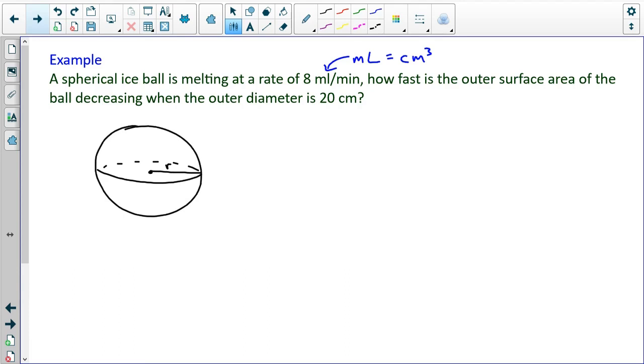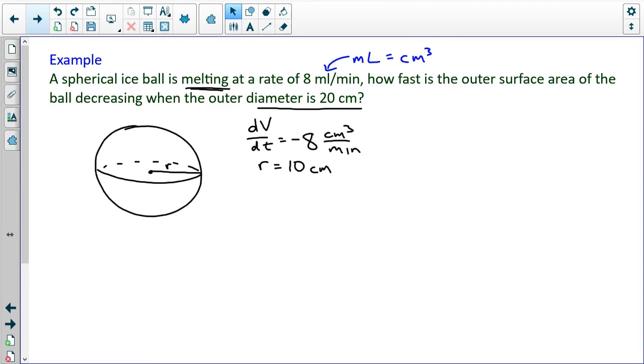Some information I have. The volume is changing at 8 milliliters or centimeters cubed per minute. Notice that it is decreasing or melting, so that means we're going to put a negative sign there. The other thing that we know is that the radius is 10 centimeters. I'm given that since the diameter is 20, and then I'm going to convert it to r just to make my problem a little bit easier. So now I want to write down the formula for the volume of a sphere.